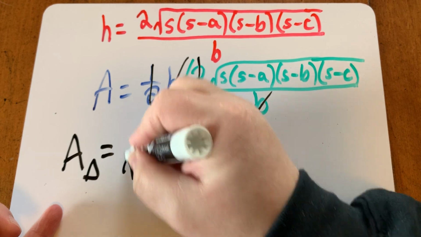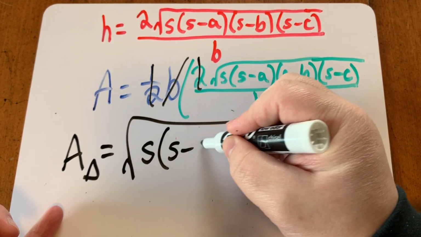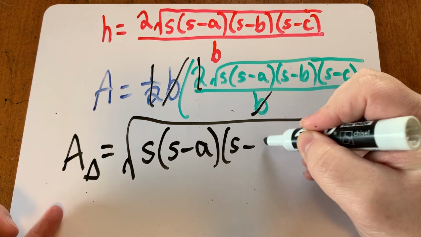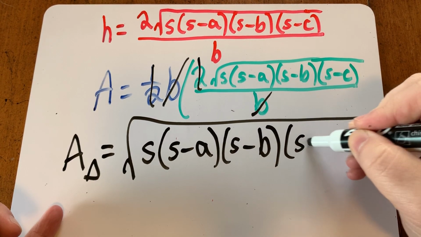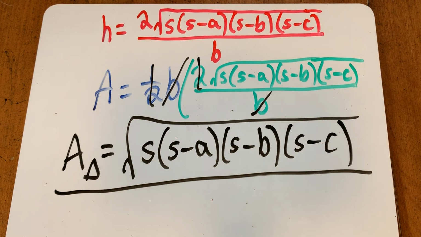Area of a triangle is the square root of the semiperimeter times the semiperimeter minus one side times the semiperimeter minus the second side times the semiperimeter minus the third side. This is Heron's formula. So if you need to find the area of a triangle and all you know are the 3 sides, you can find the exact area of the triangle. All right. Again, one of my favorite formulas. It's a good time. Have fun.